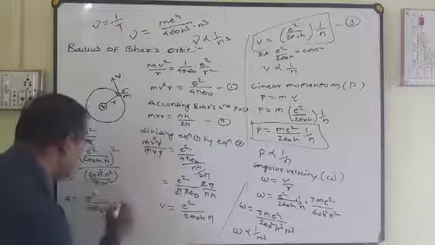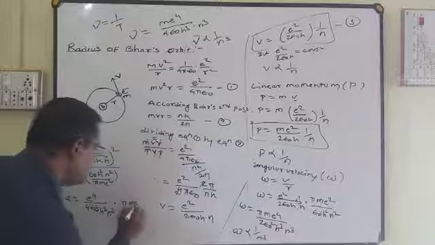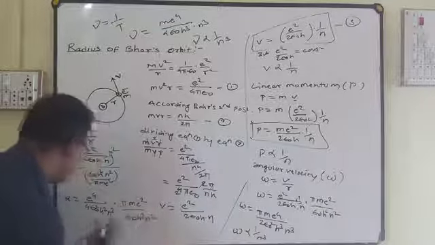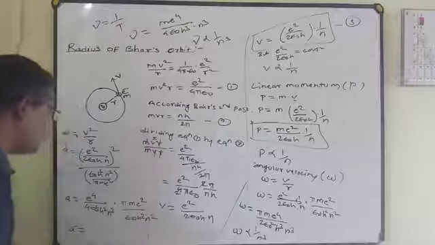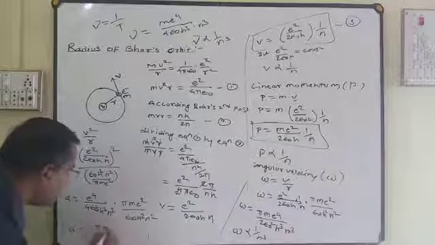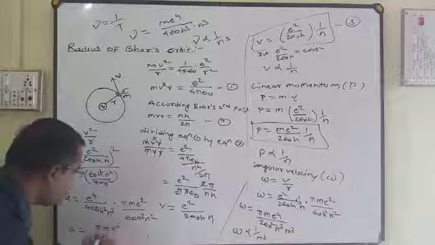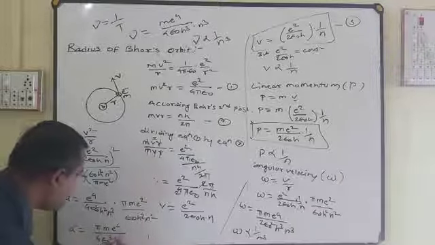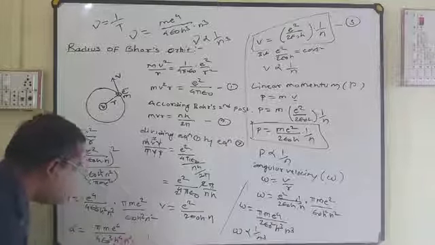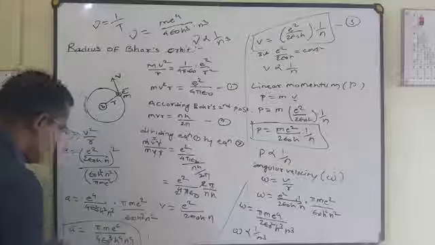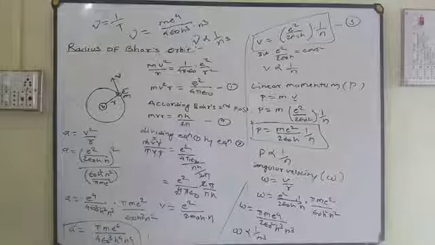So it becomes pi m e² divided by epsilon naught h² n². The centripetal acceleration is equal to pi m e⁶ divided by 4 epsilon naught³ h⁴ n⁴. So this is the expression for the centripetal acceleration.